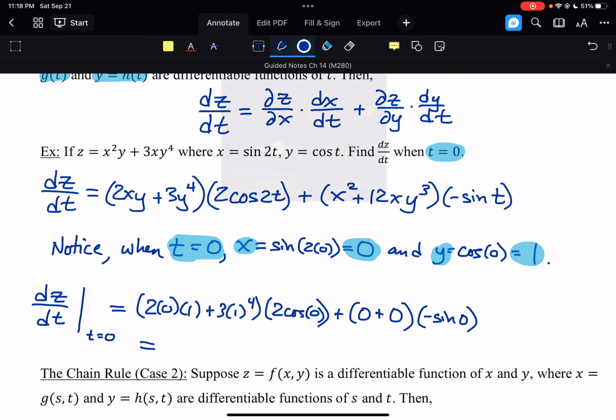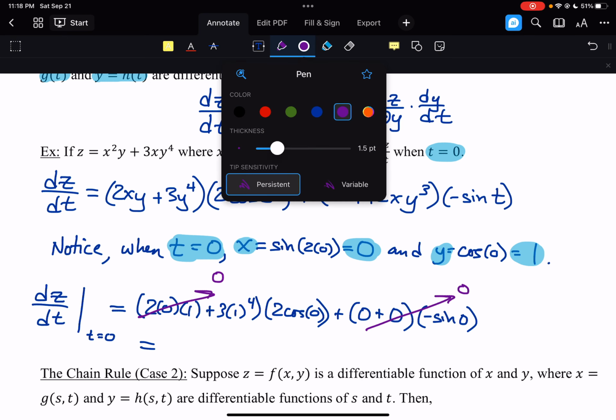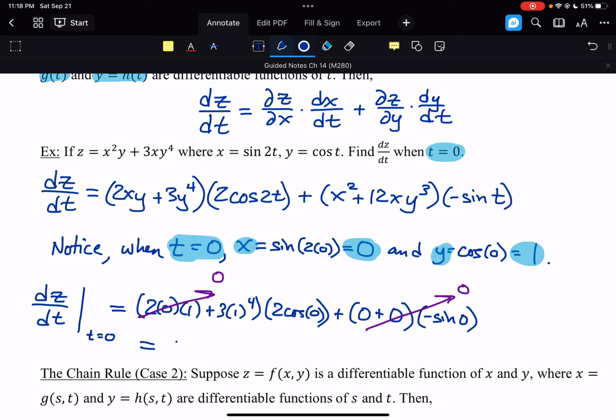So let's see what we get here. So that's a 0. This whole thing is a 0. So we're left with 3 times 2. So 6.